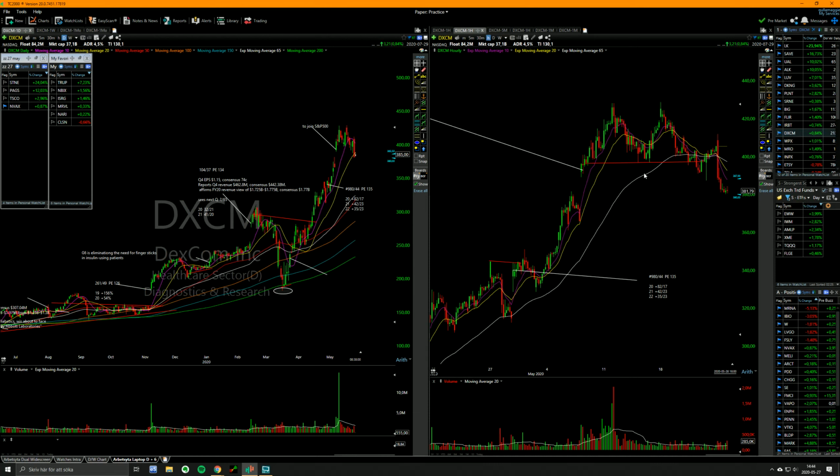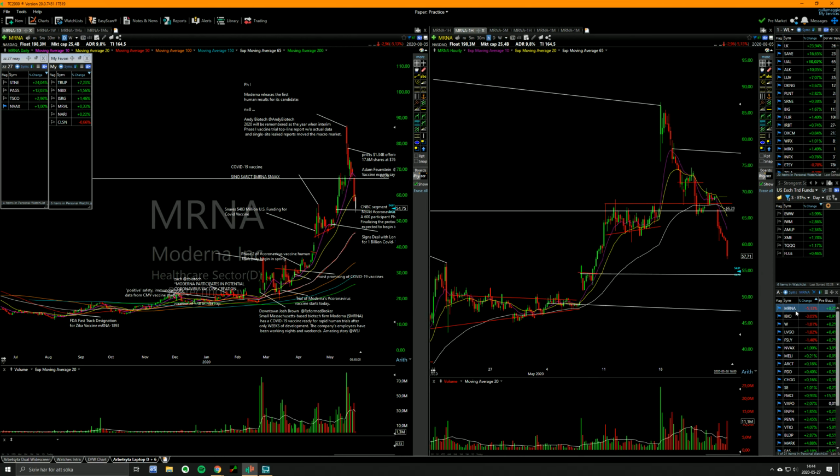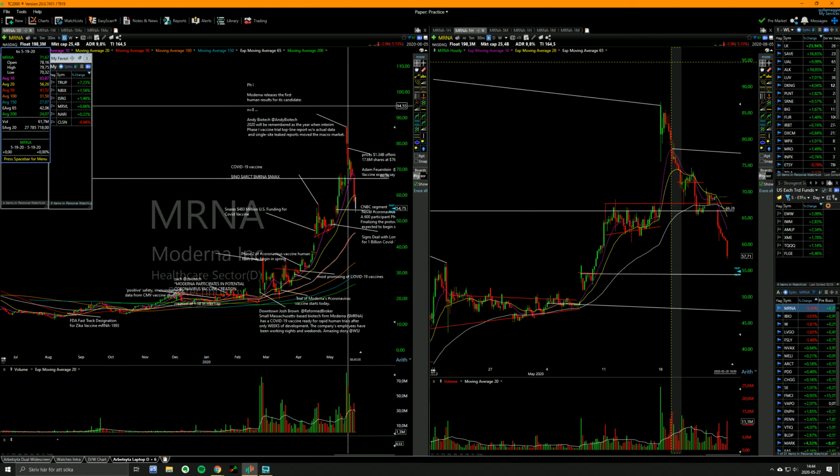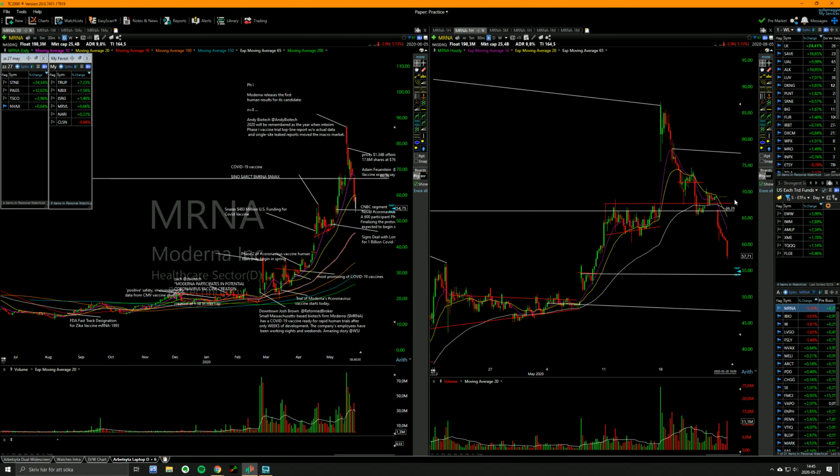So I'm going to show you some examples from my own portfolio of these setups. Let's look at mRNA. Like mRNA I went over. I'm still short this thing. I'm still short from this day here. Now I've been adding on the 60-minute ranges.